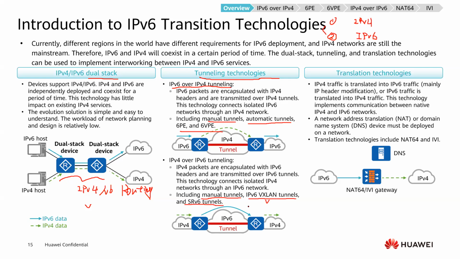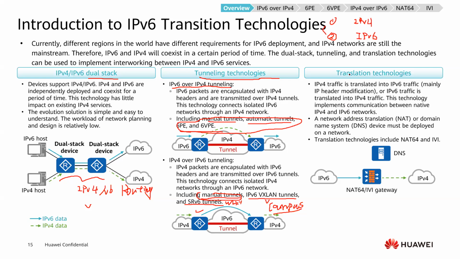For the VXLAN and SRv6, the VXLAN we will introduce in the campus scenario, and the SRv6 we will introduce in the WAN scenario. So these two technologies we will not introduce again in this slide. We only introduce this kind of tunnel and this part of tunnel. Okay.